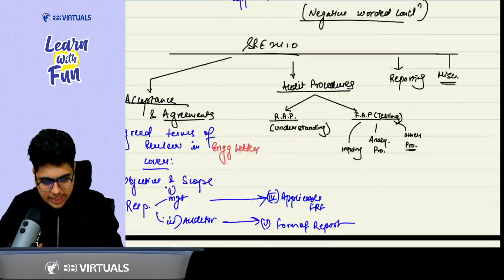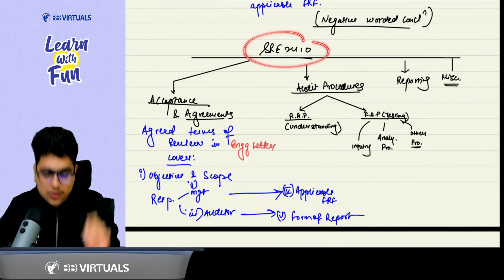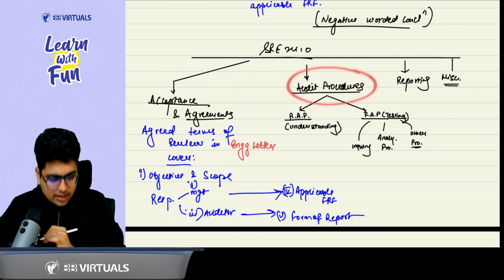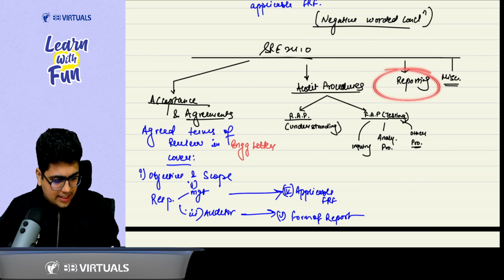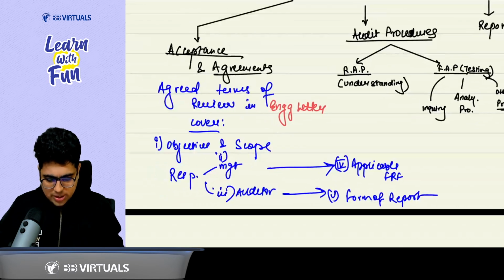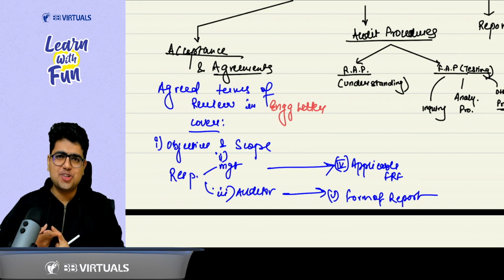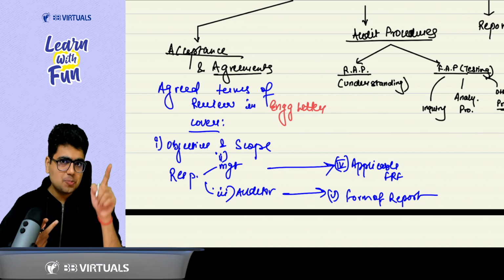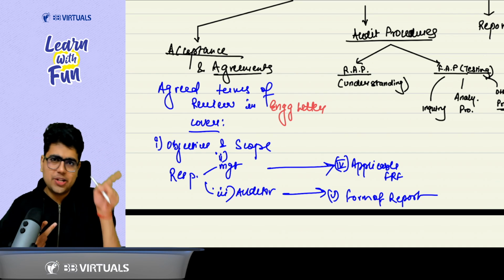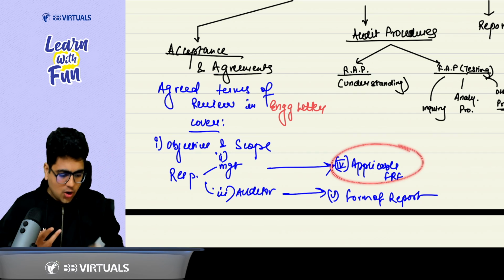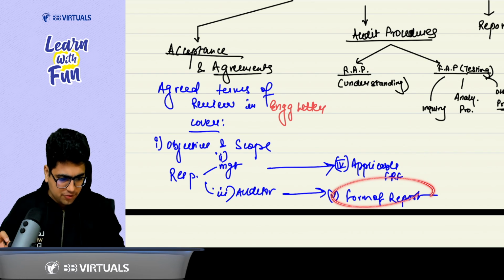Now this SRE will be divided into four parts: acceptance and agreements, audit procedures, reporting, and miscellaneous. If I talk about agreement, the agreement part remains the same. You cover the objective and scope of review. Now the responsibility of the management, responsibility of the auditor. Management responsibility you link with the applicable FRF. Auditor's responsibility you link with the form of report.